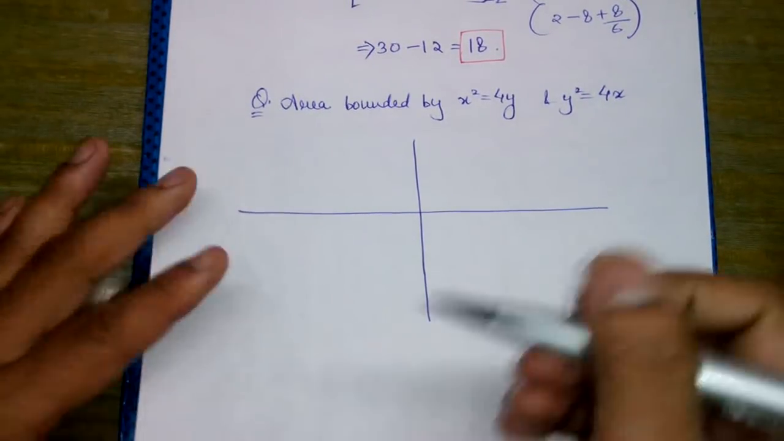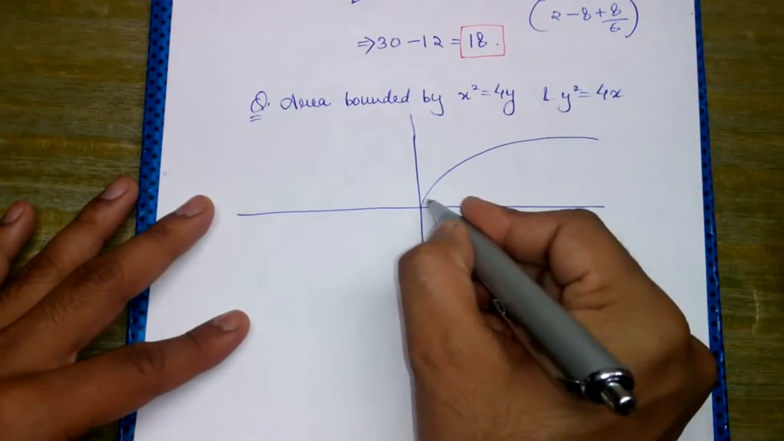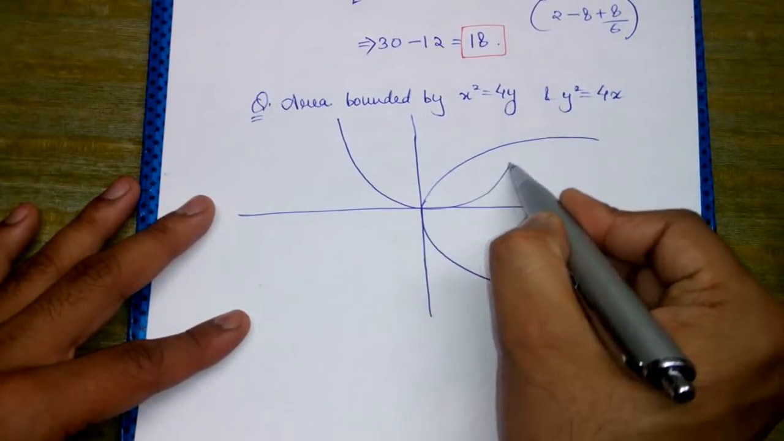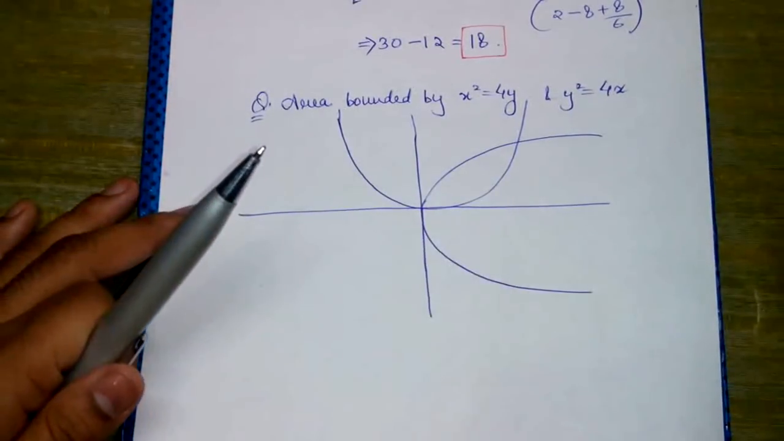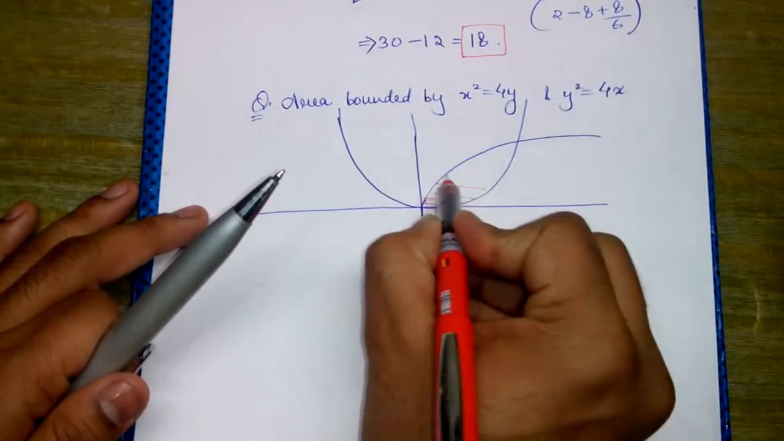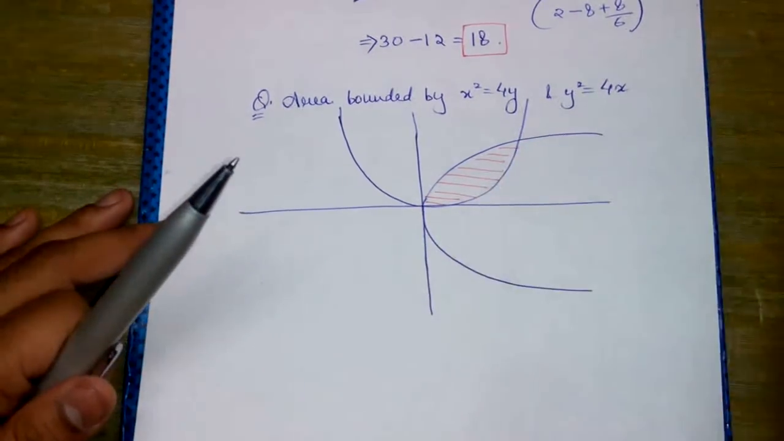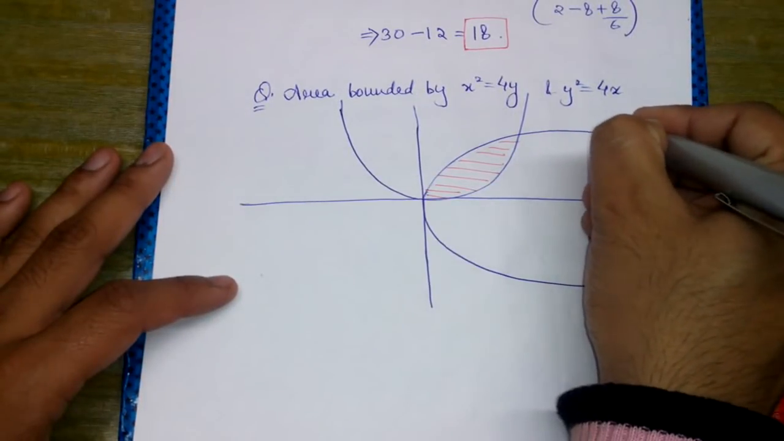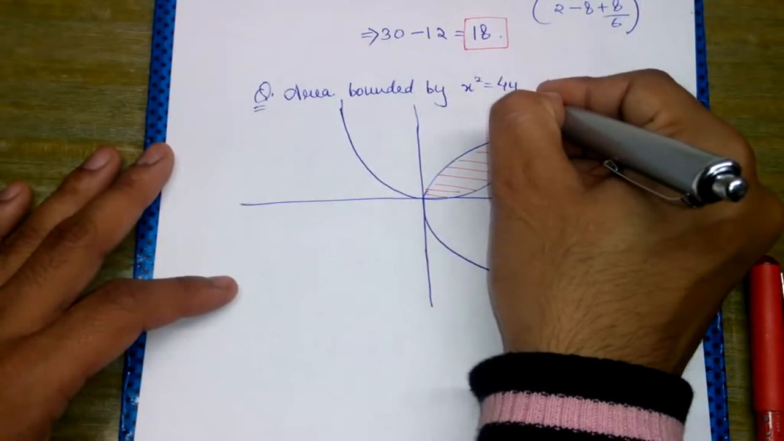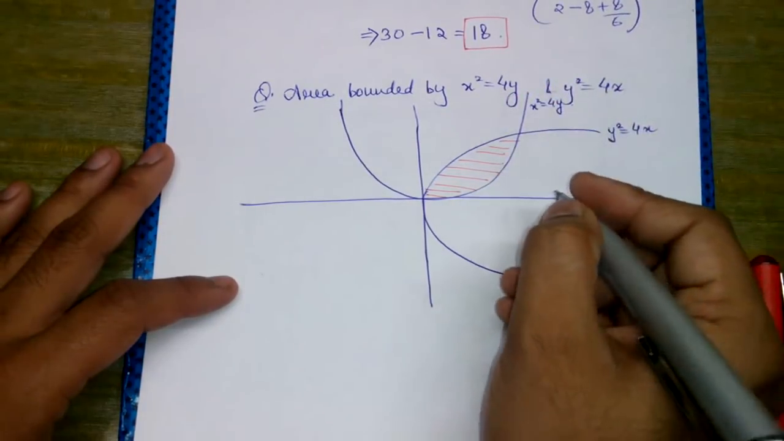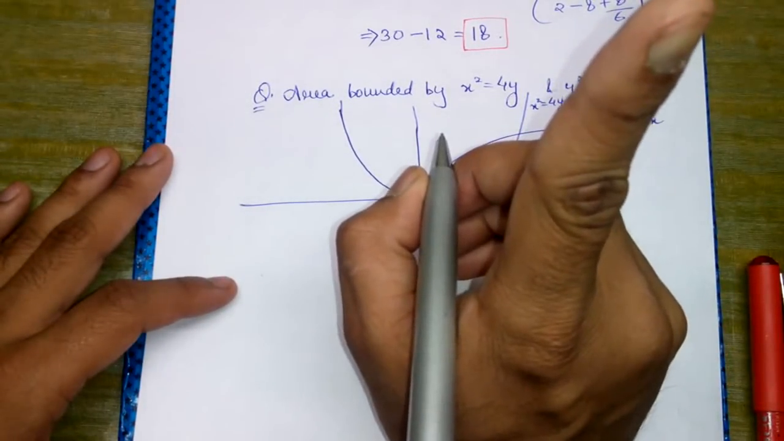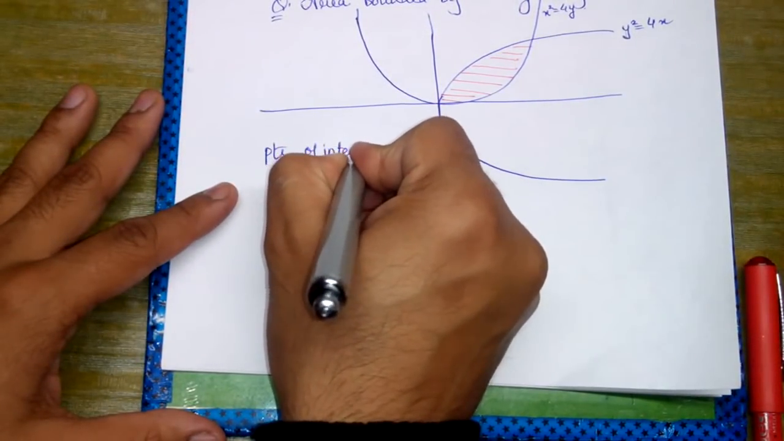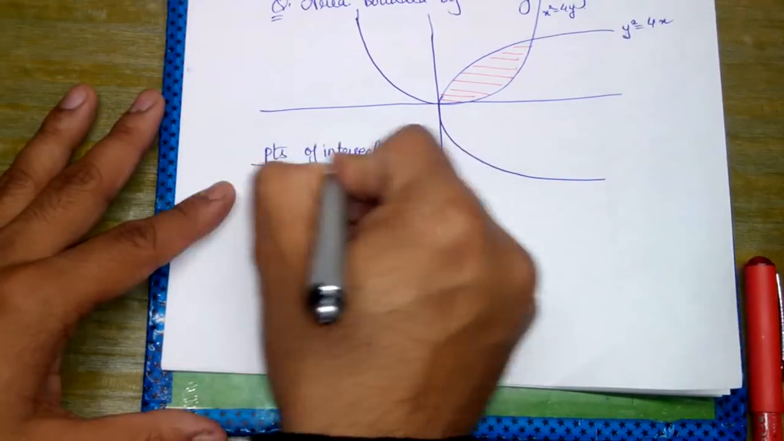So we already know that y square is equal to 4x is a parabola like this, and x square is equal to 4y is going to be a parabola like this. So this region is actually common, and we have to find out the area of this region which is bounded by the curves. So this is y square is equal to 4x, and this is x square is equal to 4y. So our first aim is to find out the points of intersection. The points of intersection will be evaluated first.